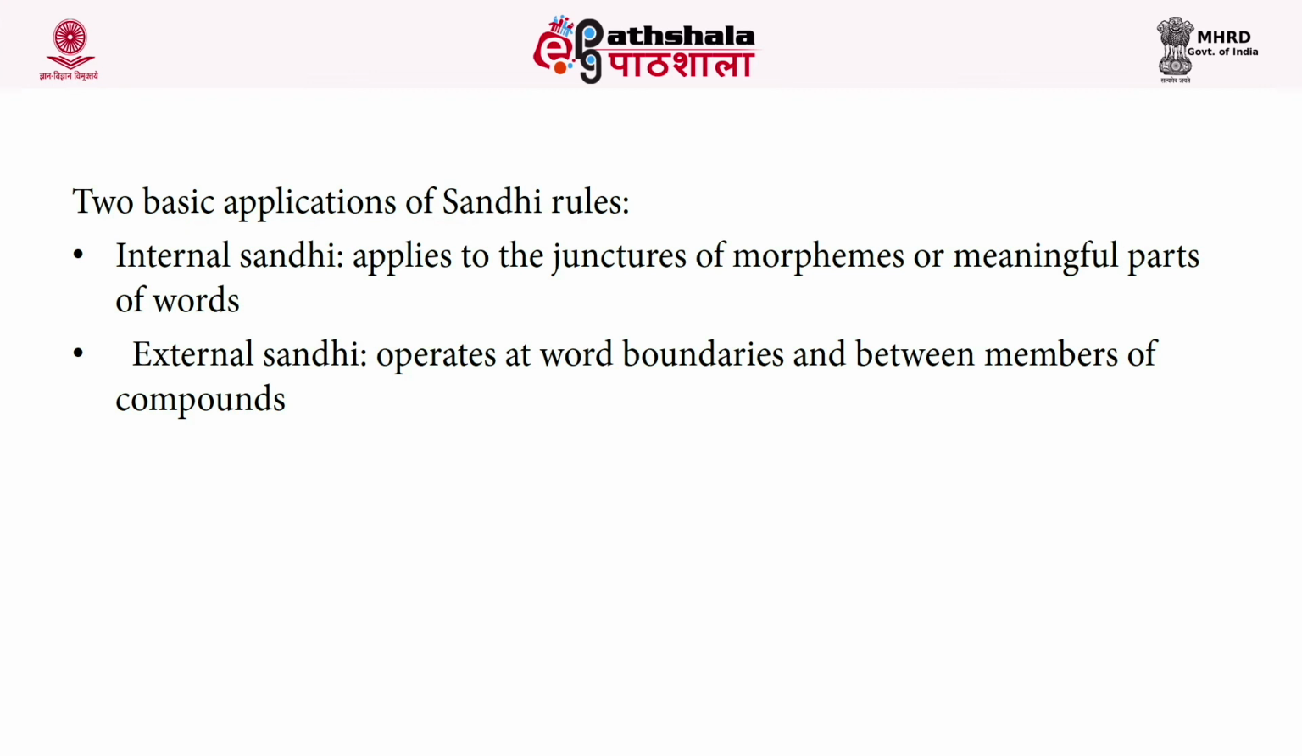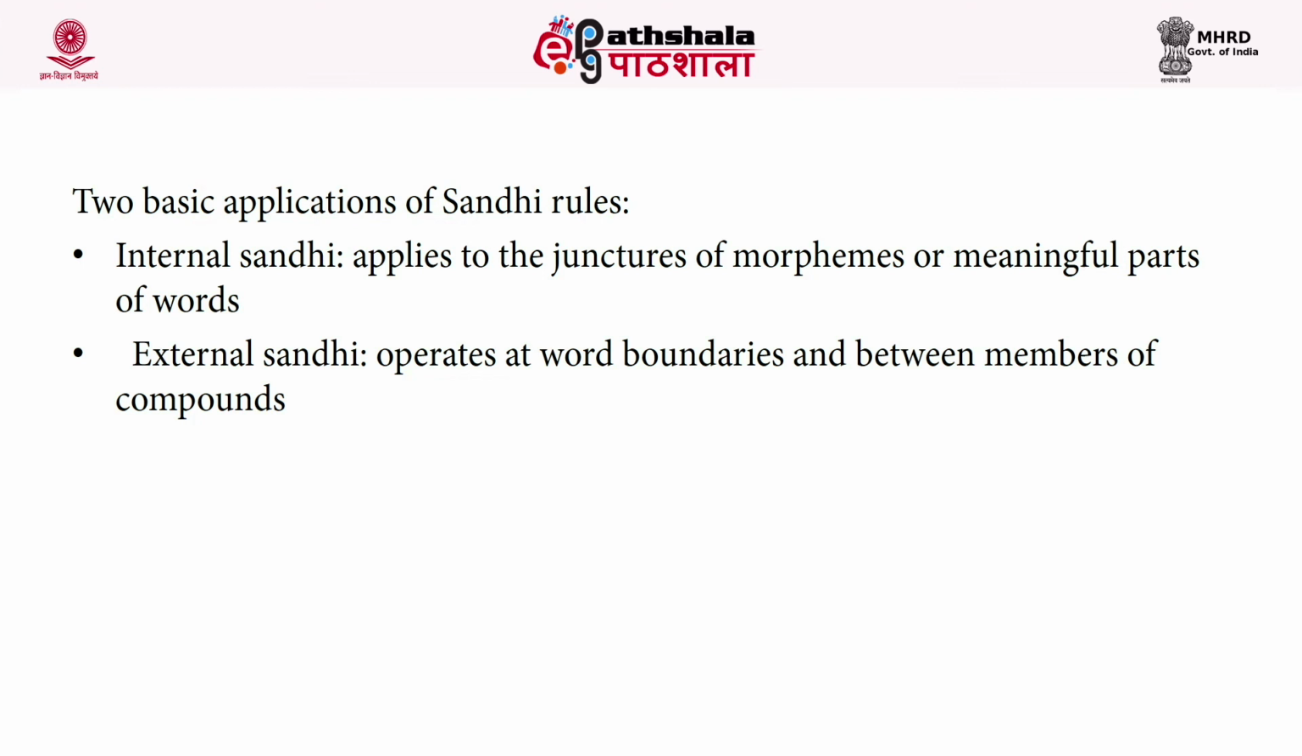For example, Rama plus au, nominative dual suffix, Ramau, two Ramas. Bhu plus o plus ti, Bho plus o plus ti, Bhava plus o plus ti, Bhavati, exists, becomes.